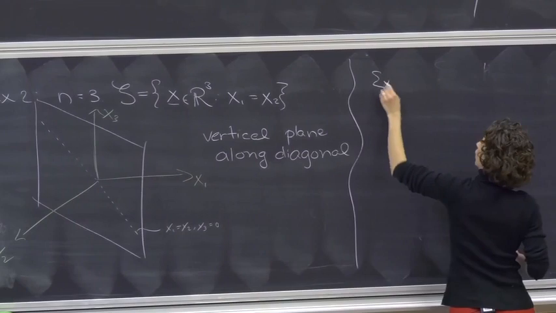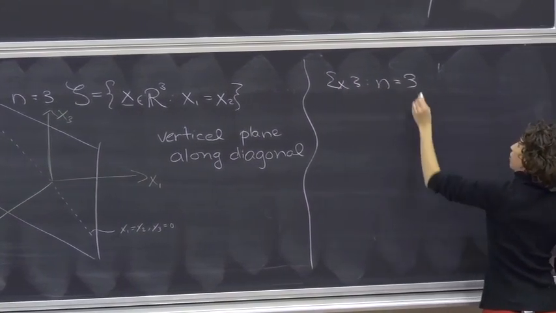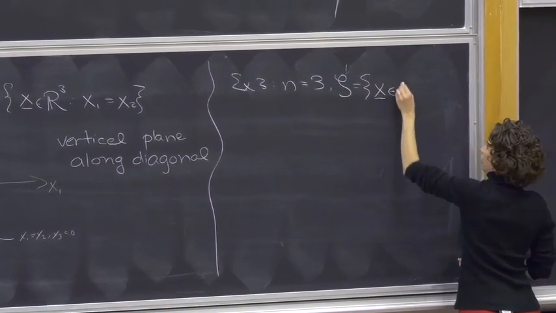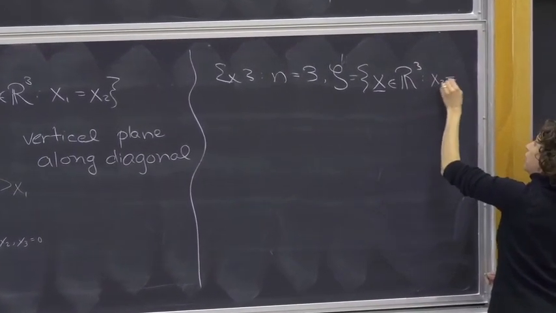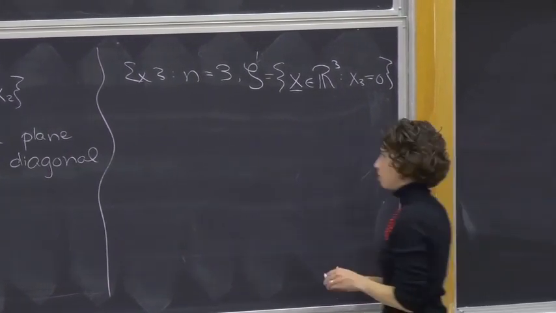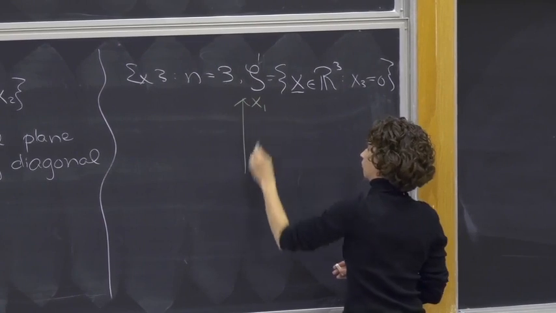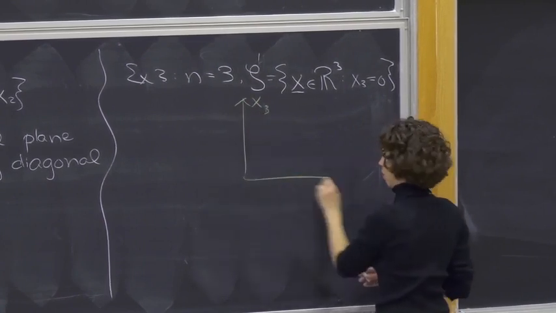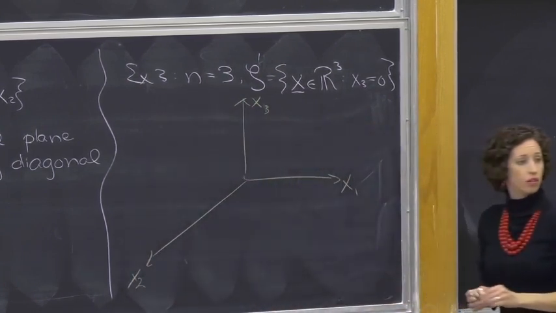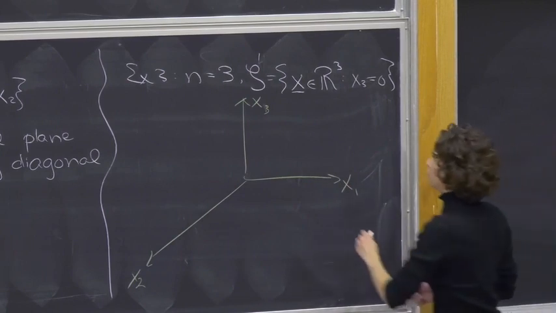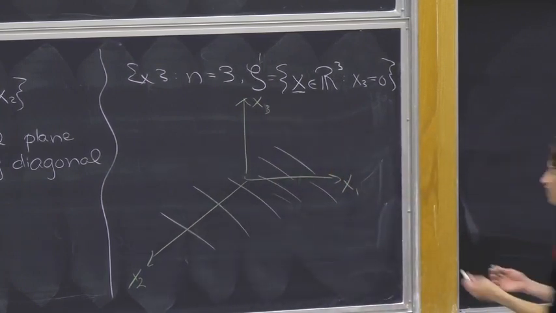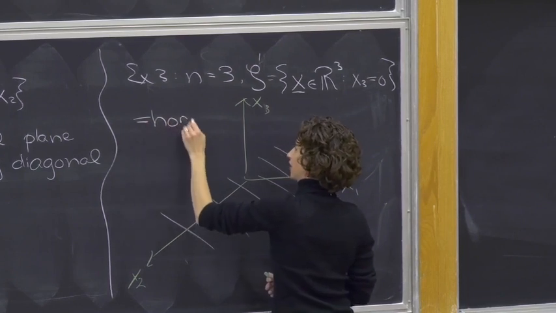So again, we could consider n is equal to 3, and our subspace corresponds to all points x in this 3D space where the third coordinate, x3, is equal to 0. What would this look like? Any thoughts? Right, it's just the x1, x2 plane. So, okay, at some point these drawings are a little meaningless. But yes, it's equal to the horizontal plane.